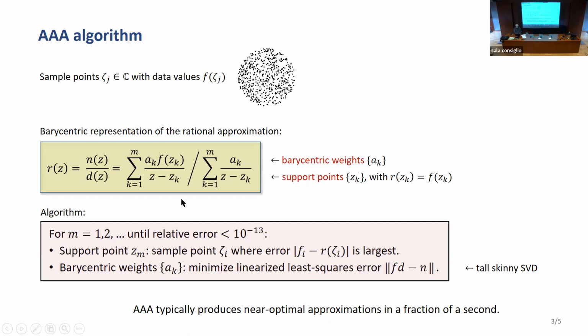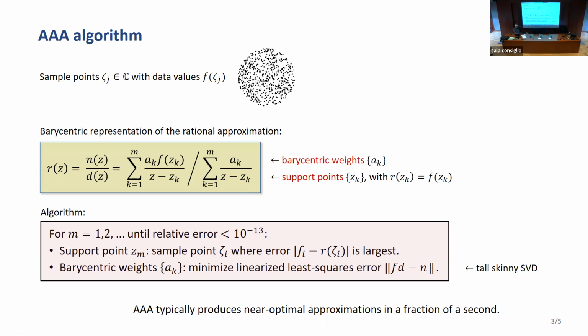It's called the barycentric representation. It is a quotient of one thing divided by another, but these are not polynomials. It's a partial fraction in the numerator and another partial fraction in the denominator. This is a stable way to represent rational functions. And it's even stable in the difficult cases where P over Q does not work. The representation has two crucial things. It has the weights, which are these numbers a sub k. And it has the support points, which are these numbers z sub k.